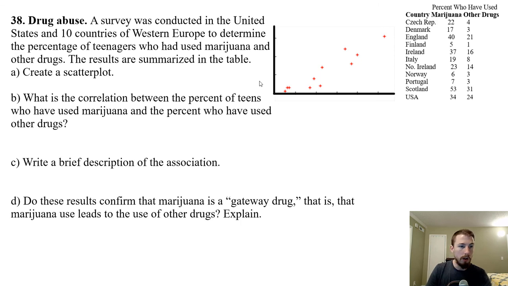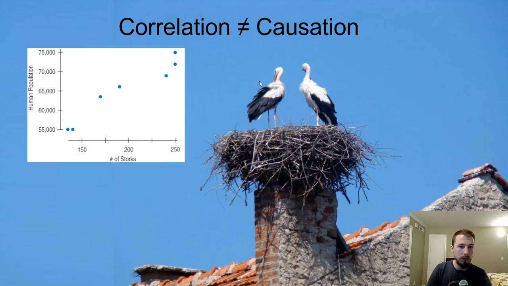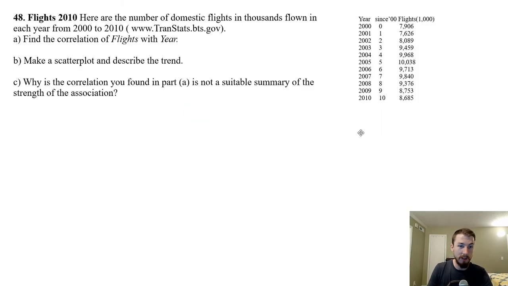All right. So let's move on. Just like when we talked about correlation and causation, this was the number of storks and the human population in that town. There's a lurking variable, and actually the roles were reversed. As there were more chimneys, there were more storks. They had more places to nest. All right, 48 flights in 2010. Here are the number of domestic flights, in thousands, flown each year from 2000 to 2010. And that's where they got the data.